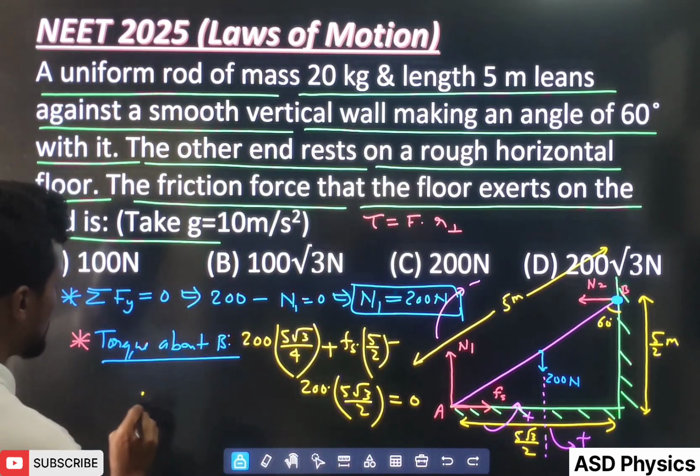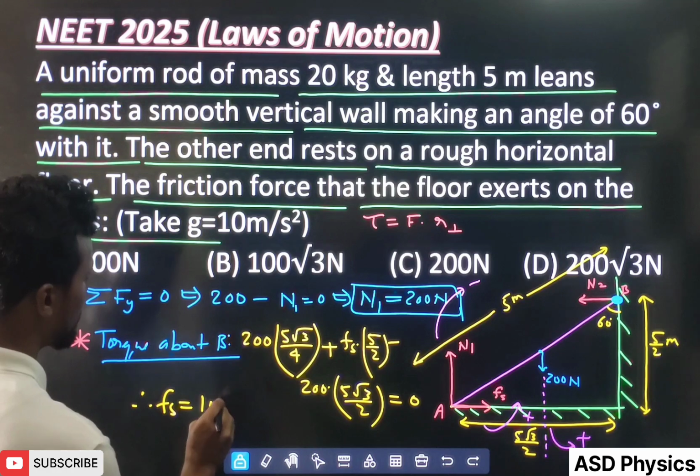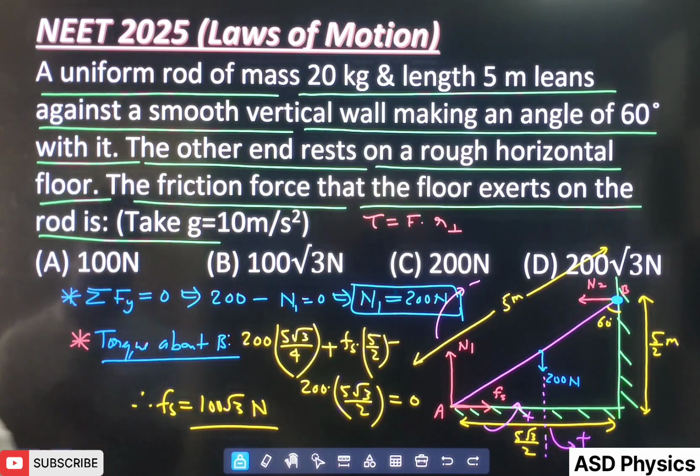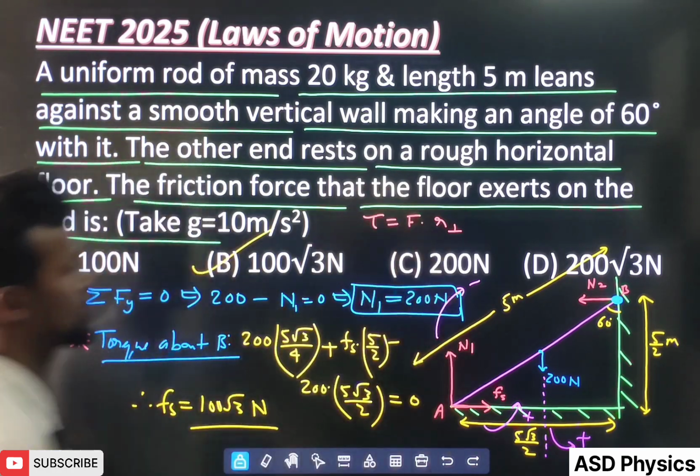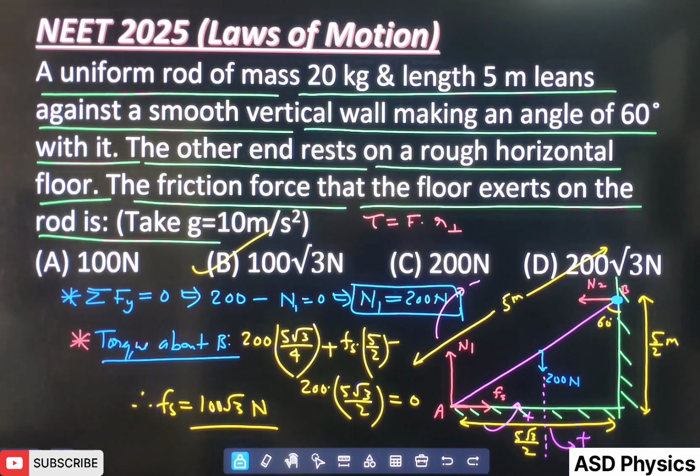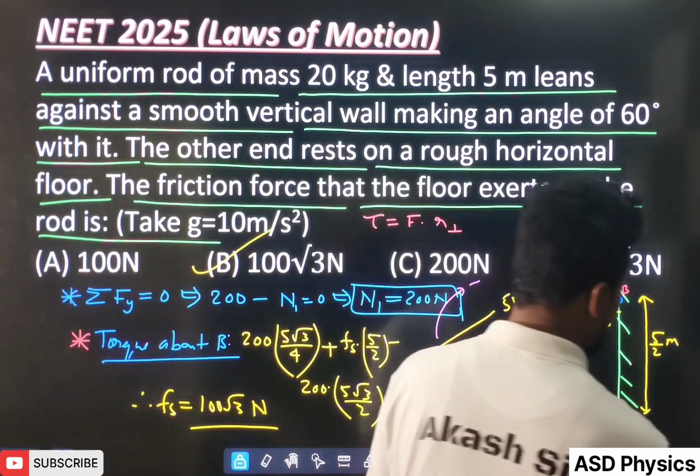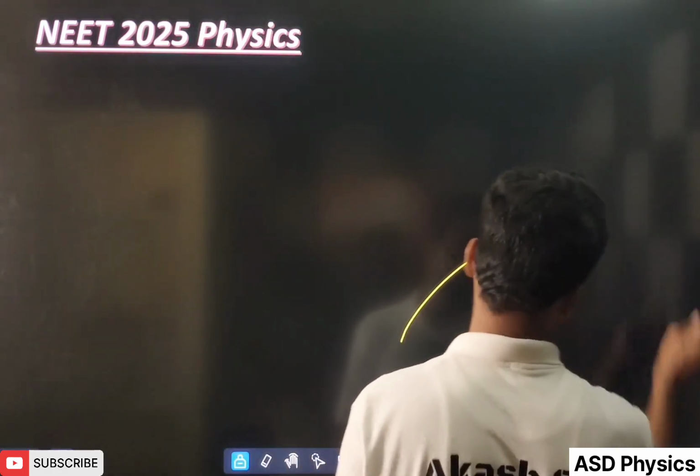Okay. And when you simplify this very easily, you can get Fs will come here 100 root 3 Newton. Which option is correct here? The correct option is option B. We have to just use here the mechanical equilibrium. Okay, great.